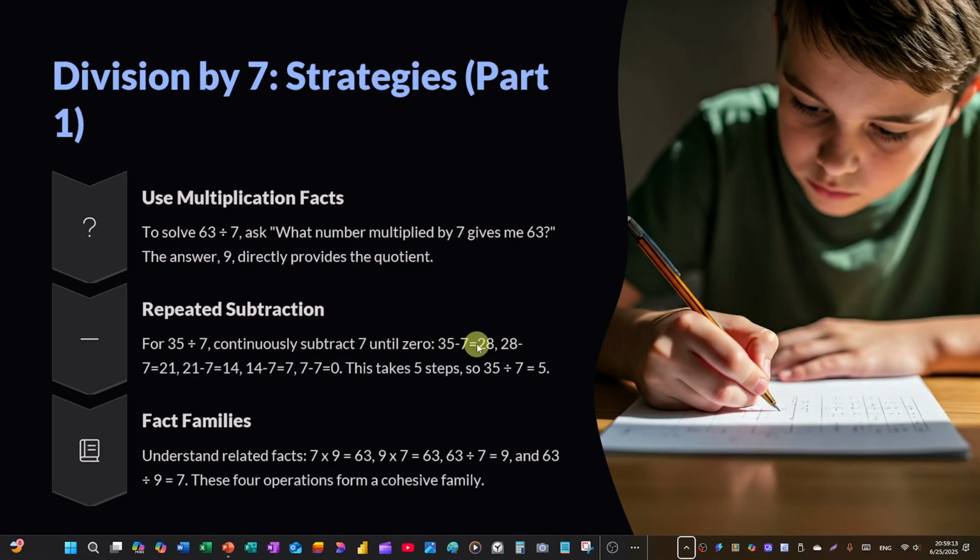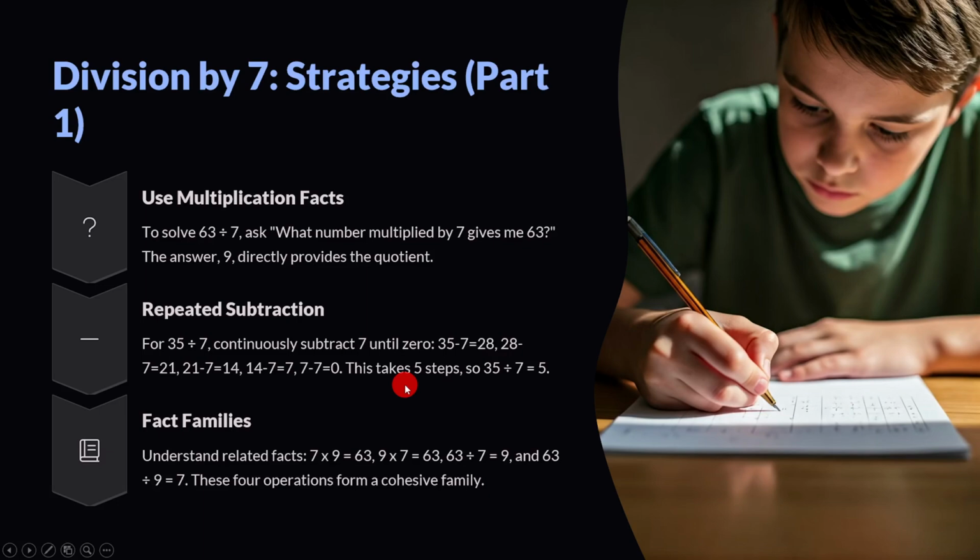35 minus 7 equals 28. 28 minus 7 equals 21. 21 minus 7 equals 14. 14 minus 7 equals 7. 7 minus 7 equals 0. This takes 5 steps, so 35 divided by 7 equals 5. Fact families.